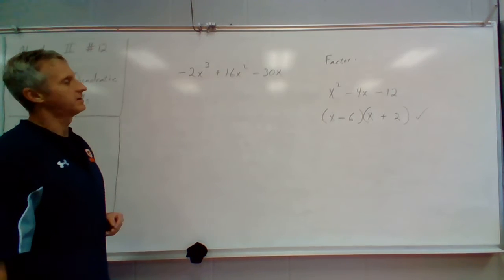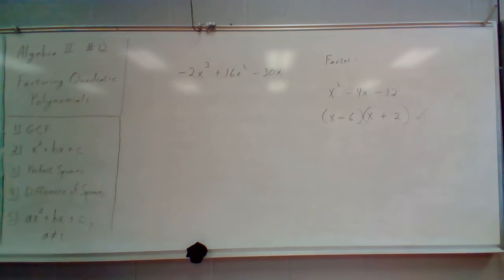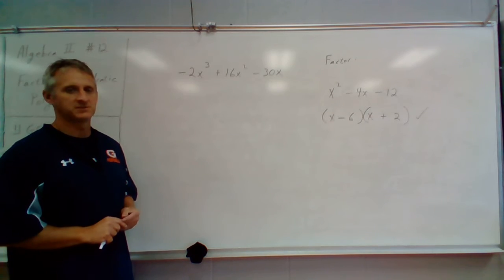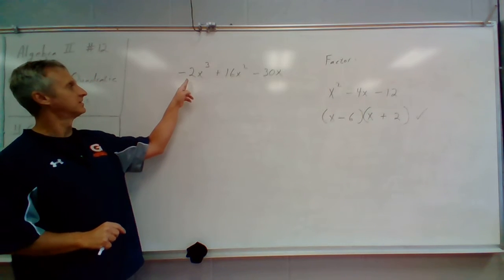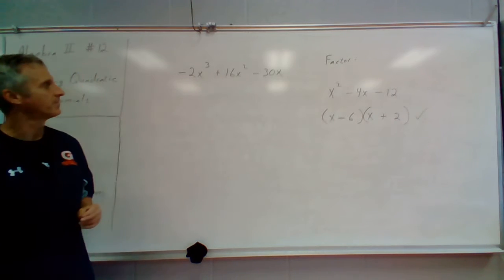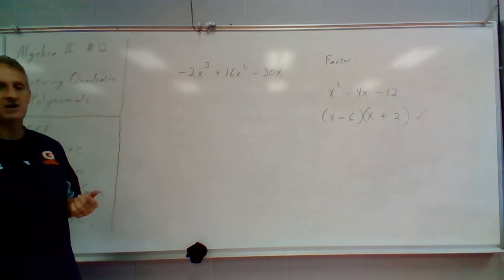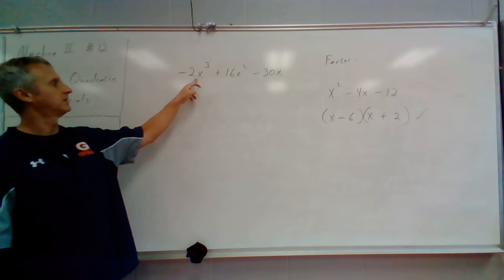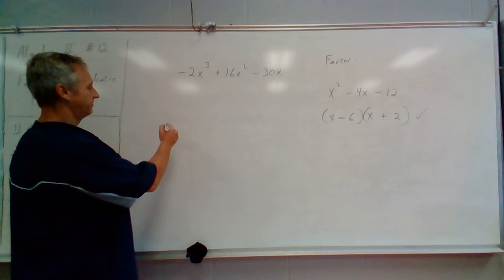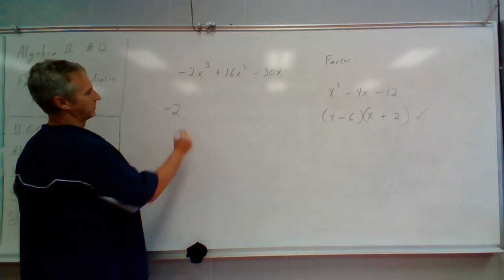All right, let's try to factor this trinomial. Okay, so the first thing you should always check, is there a greatest common factor? In this case, there is, right? So negative 2, 16, and negative 30. Notice 2 will go into all of those. And it's usually better if this leading coefficient is positive, so let's factor out a negative 2.